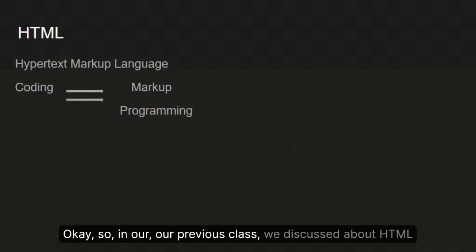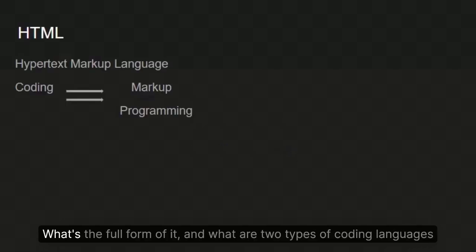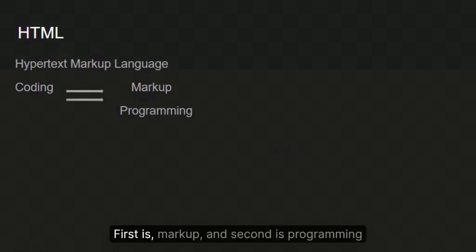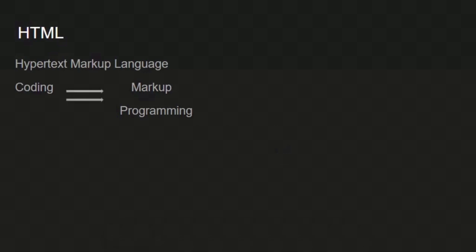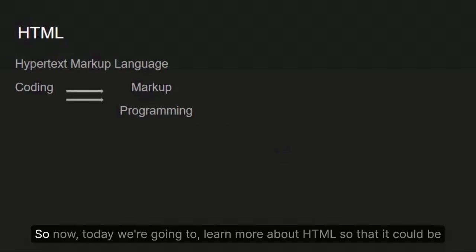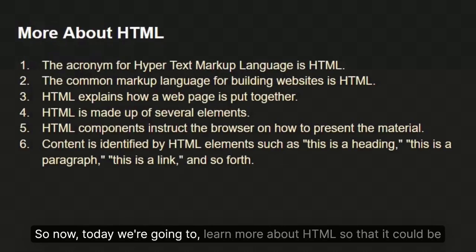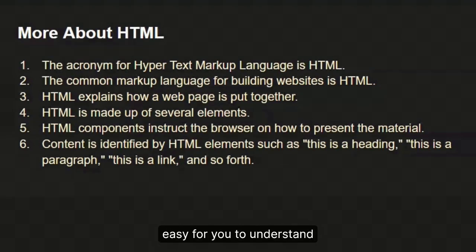In our previous class we discussed HTML, what its full form is, and the two types of coding languages. First is markup and second is programming, and we discussed that. So now today we're going to learn more about HTML so that it is easy for you to understand. I am here with some points.